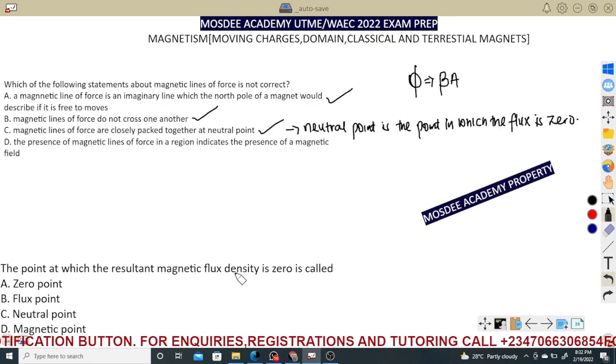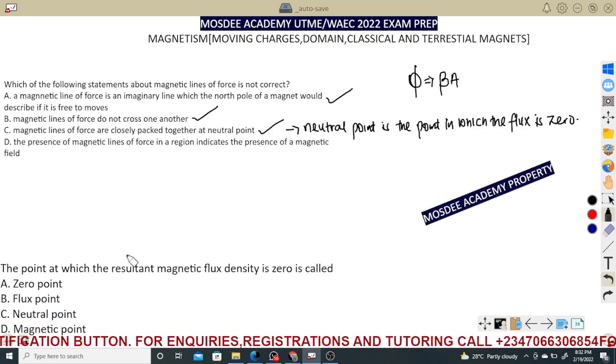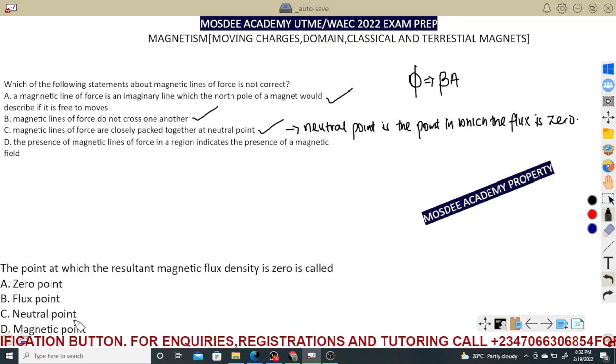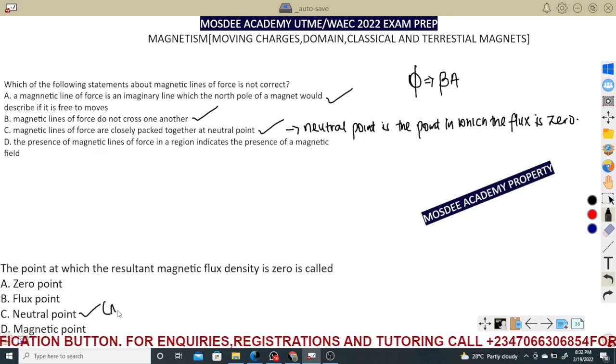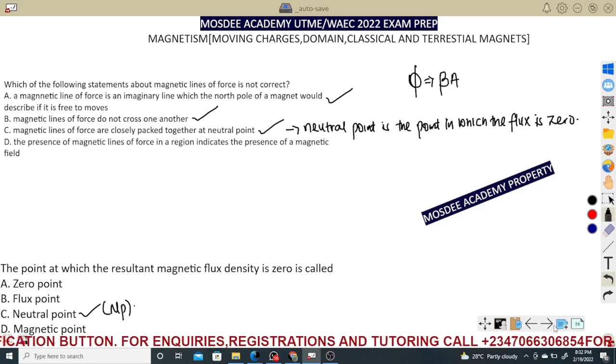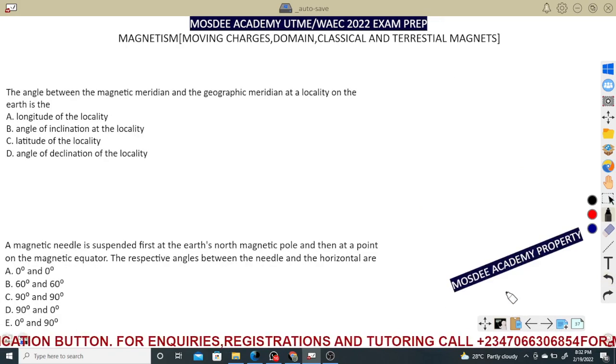The point where horizontal magnetic density is zero, I just talked about that. You can see what I'm talking about. It is called what? The neutral point, NP. So this is the answer to that. No need of wasting time. We move to the next slide.